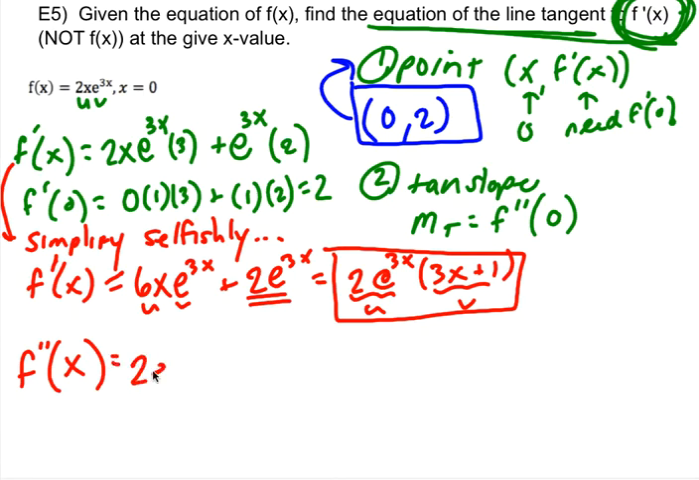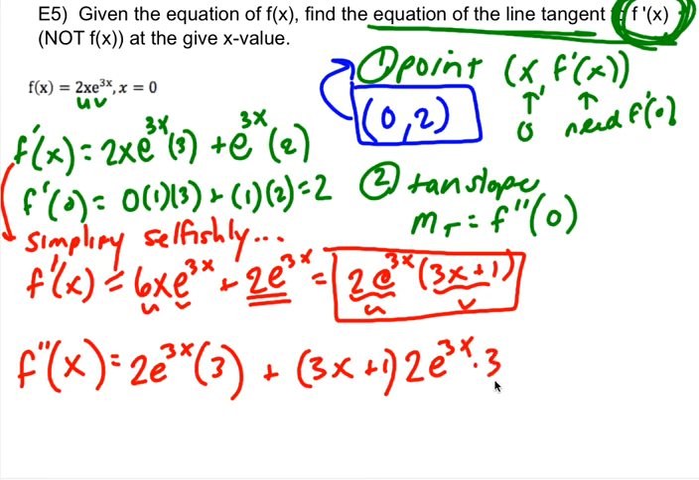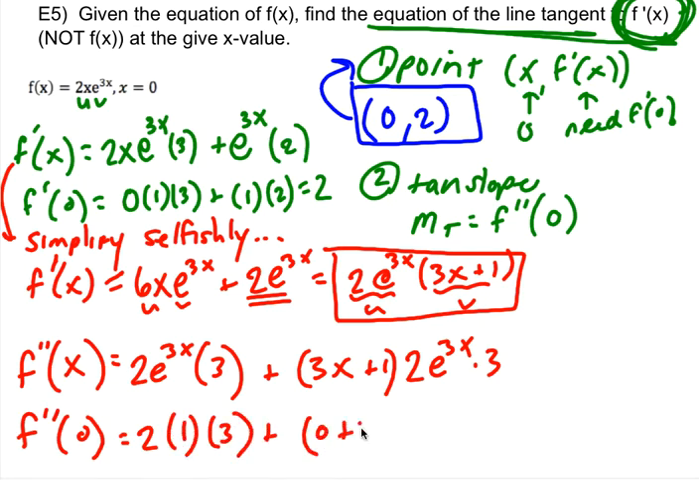So u dv is going to be a 3 plus v, which is a 3x plus 1. Notice it has to be in parentheses. Du is going to be 2 e to the stuff times the derivative of the stuff. Remember, all I want is f double prime of 0. So this is going to be a 2 times e to the 0, which is a 1, times a 3, right? Plus, this is going to be 0 plus 1 times a 2 times a 1 times a 3, right? Cool. So if I do this, I seem to get 6 plus 1 times 2 times 3. So I end up getting 6 plus 6, which is 12.